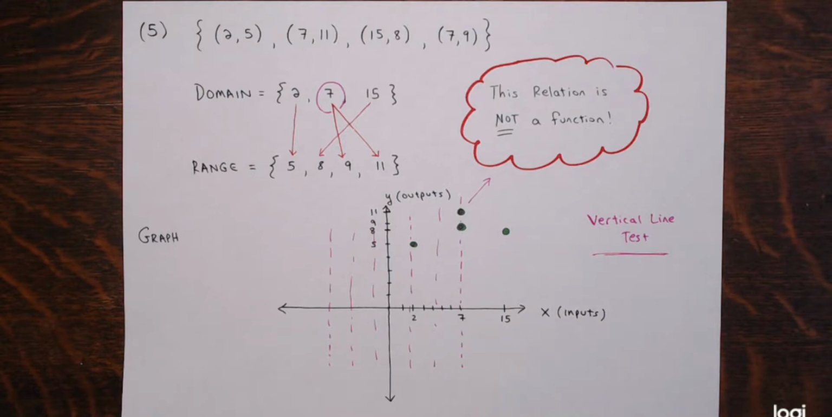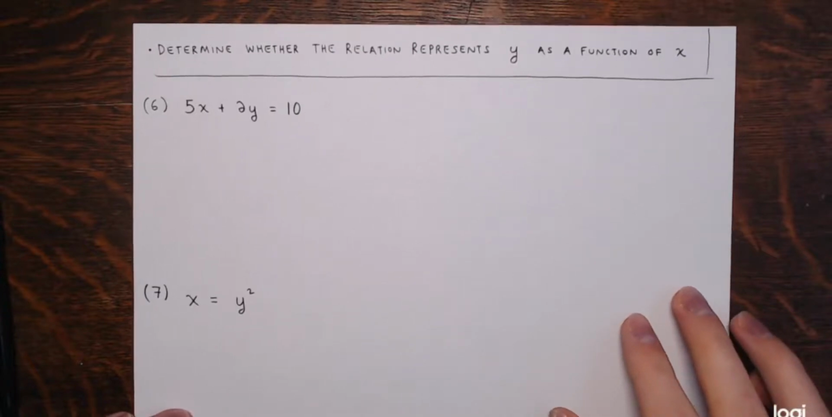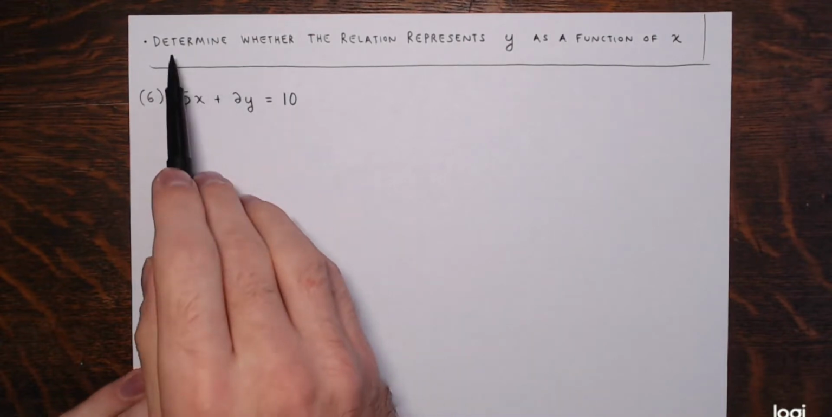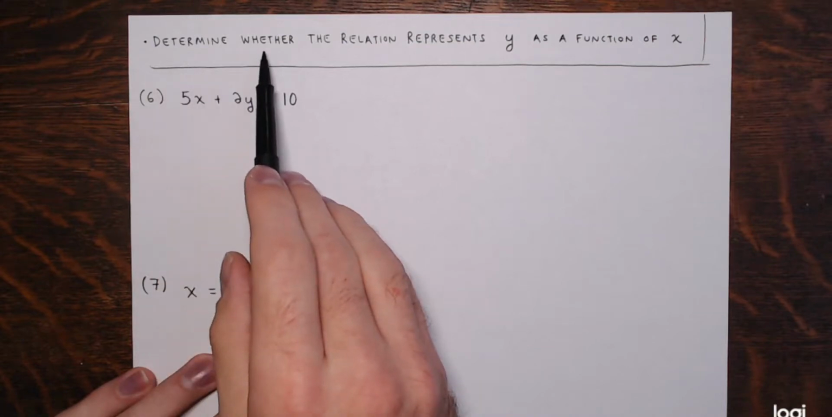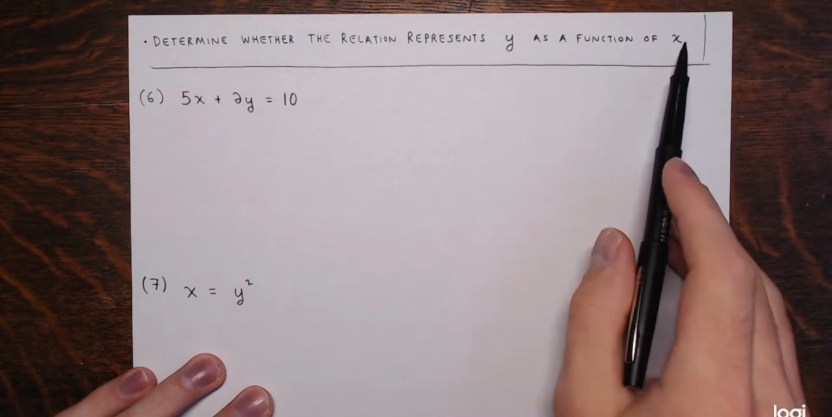All right. Now we're going to get into equations. Equations with two variables, and they'll be just x and y here. All right, so they're asking us to determine whether the relation represents y as a function of x. Remember what that means.